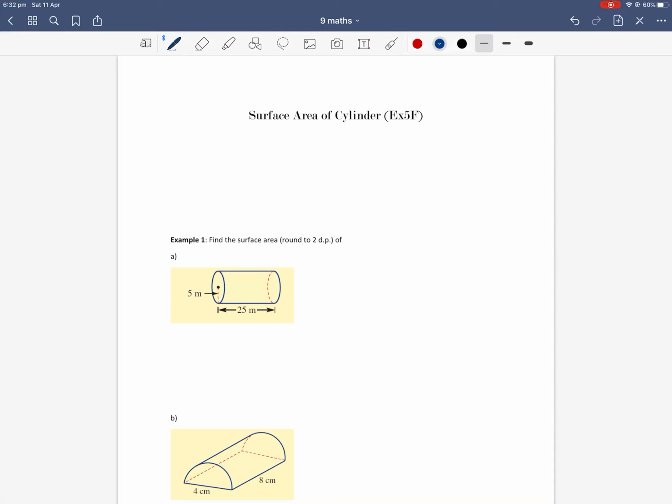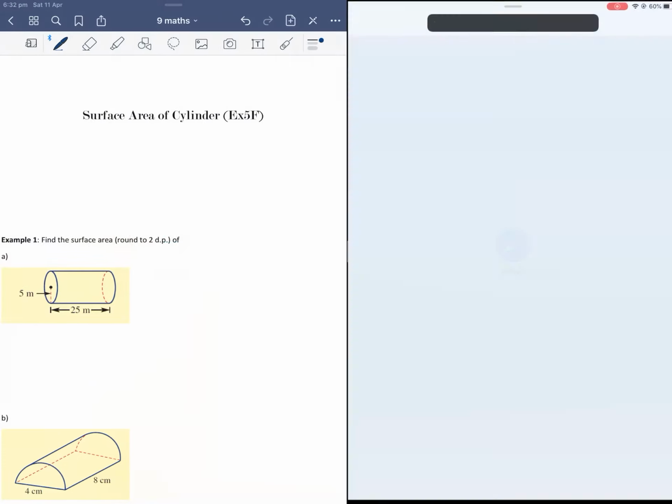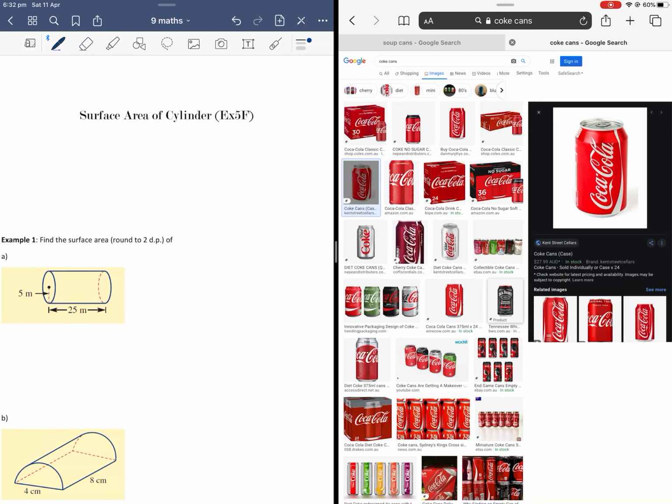So to start things off, today we're going to look at the surface area of a cylinder. If I told you about cylinders, the most common cylinder you see in your everyday life would be a Coke can. So a cylinder is a 3D object which has a circle top and bottom, and then it has a curved surface wrapping around it.